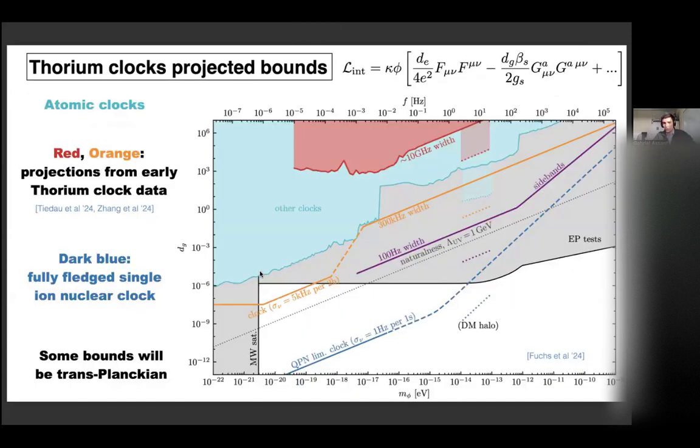And finally, I show a plot of projected bounds because there's no clock yet. And I remind you of the interacting Lagrangian between the dark matter candidate and different, well, abelian and non-abelian gauge fields.